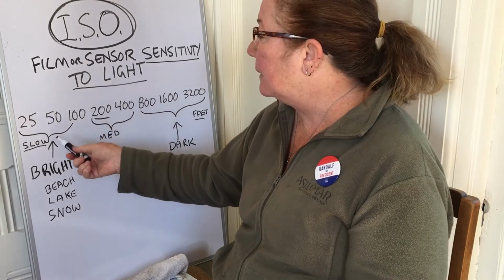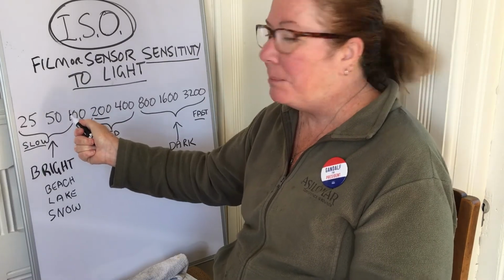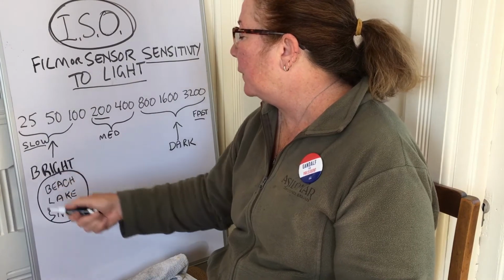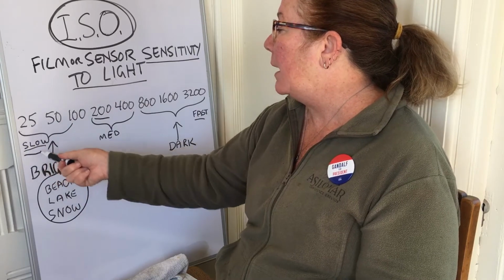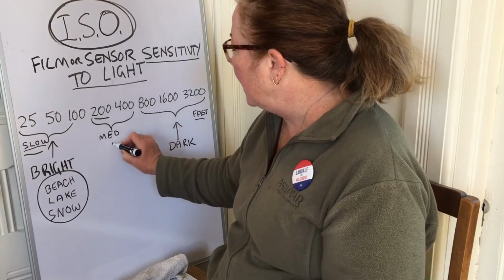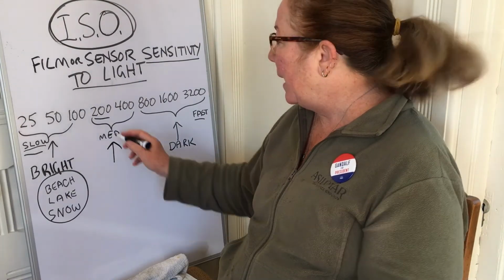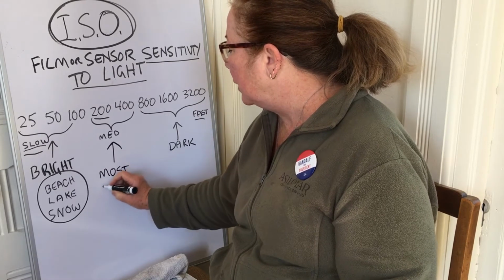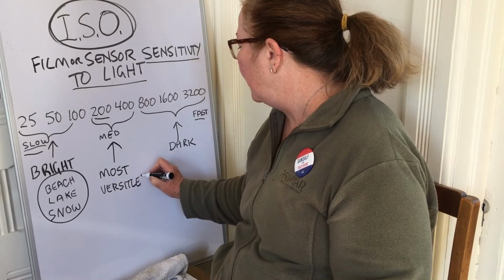Because this film is not as sensitive to light. So it's better for taking these really bright pictures like at the beach, the lake, or the snow. So if you're out in those conditions, you might consider using a very slow ISO. It can also be used for objects that aren't moving, okay? This is what we've been using because this is probably the most versatile, right? 200 to 400, it's most versatile, and you can use it for pretty much any condition. Okay.